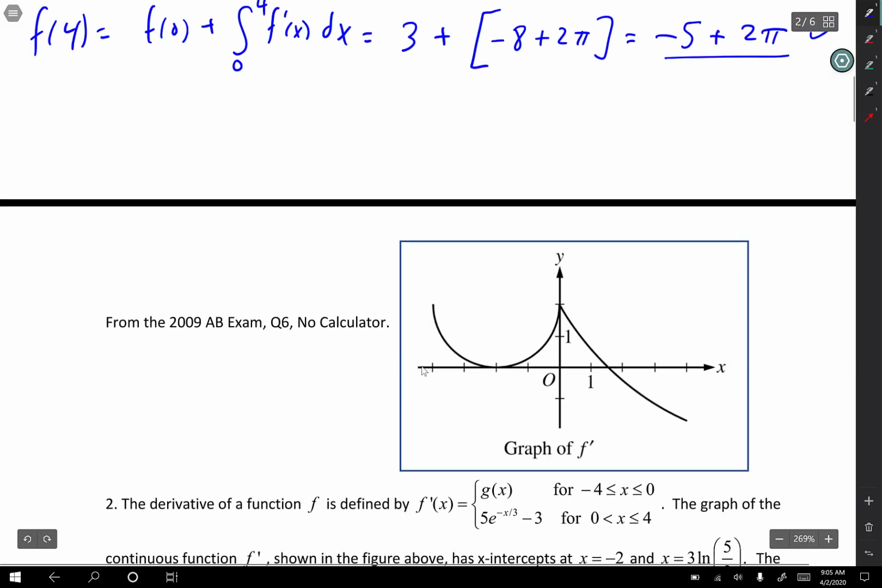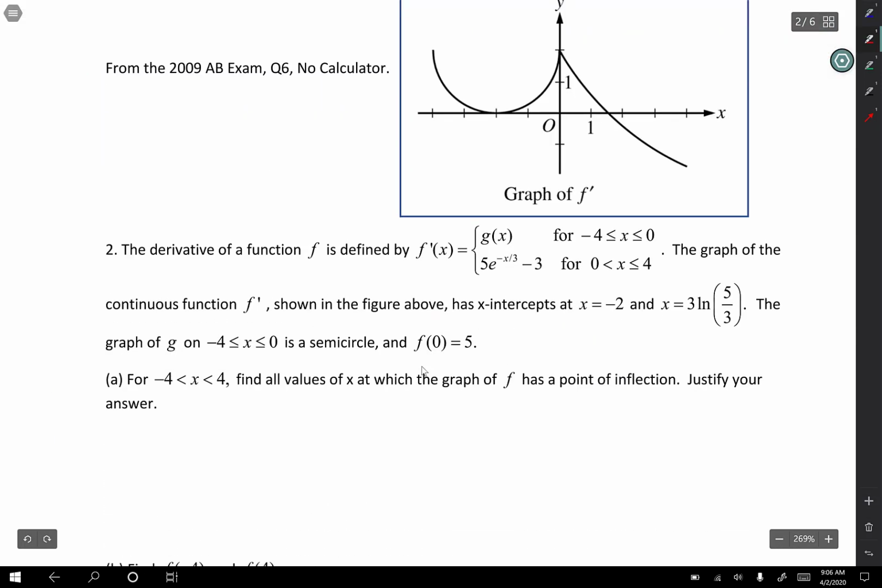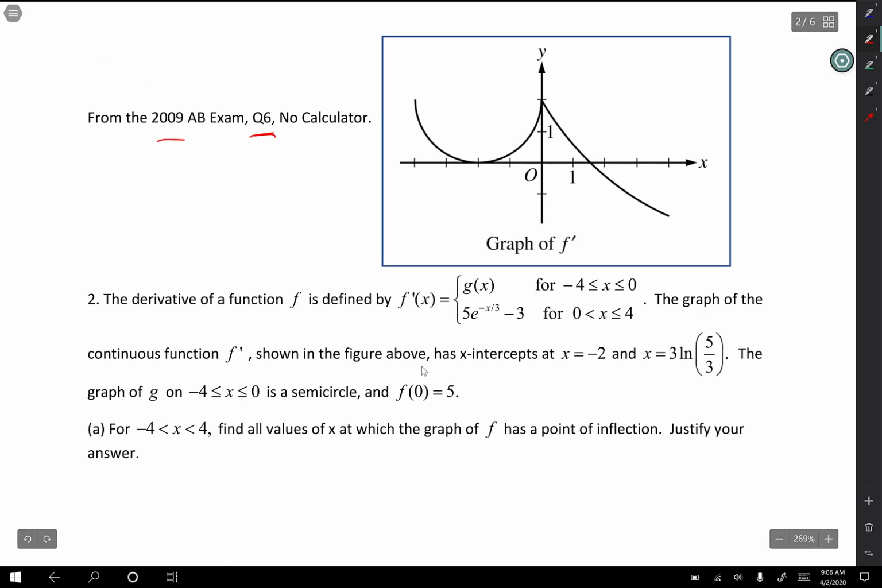All right, let's continue. So on this one, this is from 2009, question 6. None of them are going to be with calculator. They're all going to be without calculator. Again, I have f prime, and they tell me how f prime is. It says the derivative of the function f is defined for f prime as g of x between negative 4 and 0, and 5e to the negative x over 3 minus 3 between 0 and 4. The graph of the continuous function f prime, shown in the figure above, has x-intercept of negative 2.